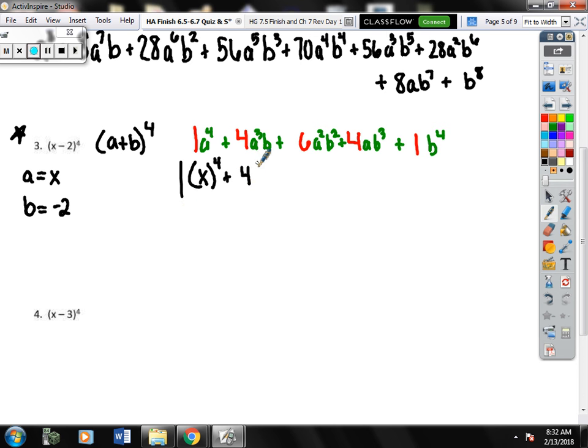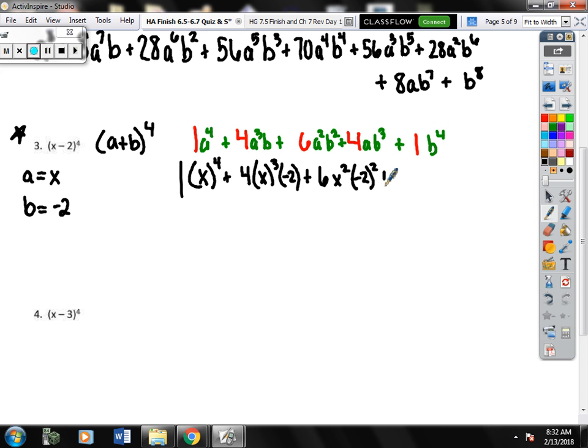Plus 4, A is x, so that's x cubed. Now be careful, B is a -2, so I would use parentheses there to plug in the -2. Plus 6a squared, which would be x squared. You don't really need the parentheses around the x, but sometimes I do it anyways. And then b squared, you do want to have parentheses around this one, -2 squared.